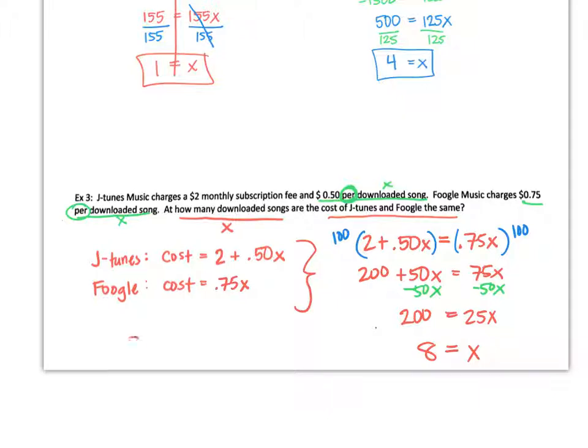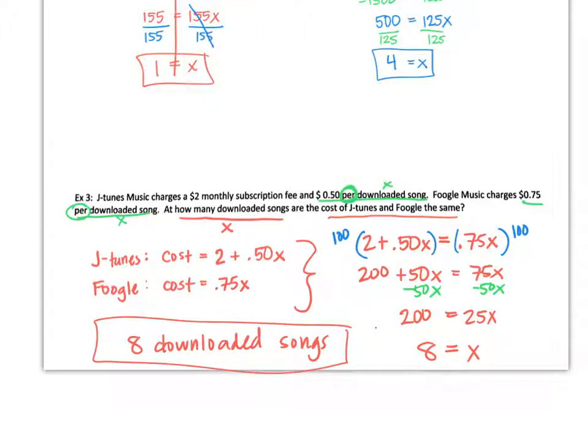And this means 8 downloaded songs. It'll take 8 songs. If you find the cost for 8 songs for JTunes and the cost for 8 songs for Fugal Music, you will get the same exact cost for both. Okay. For any other number of songs, they're going to have a different cost.